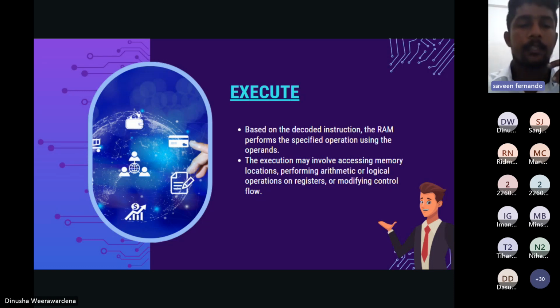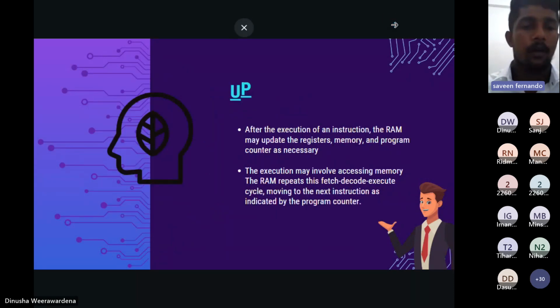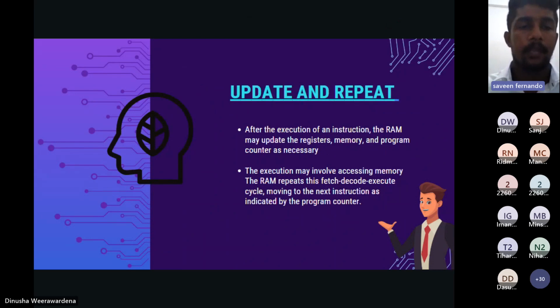And the last slide of the execution process talks about update and repeat. After the execution of an instruction, the RAM may update the registers, memory, and program counter as necessary. It then repeats the fetch, decode, execute cycle, moving on to the next instruction indicated by the program counter.